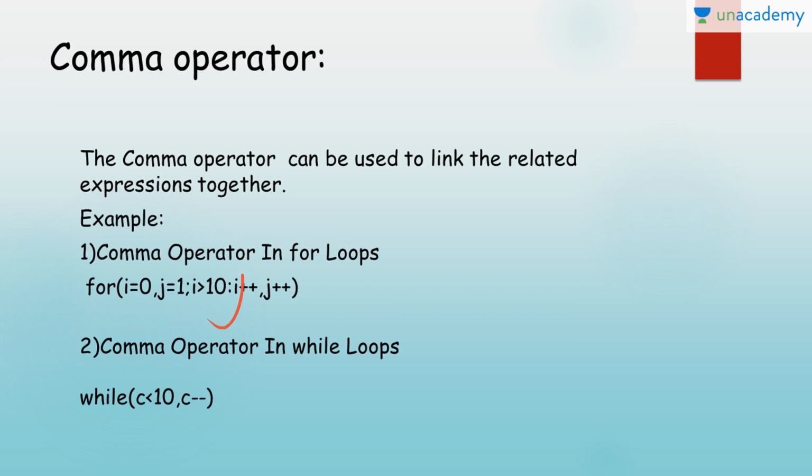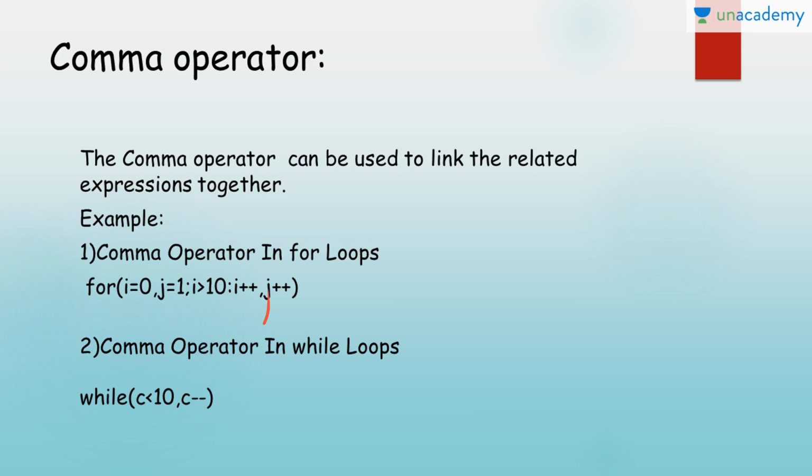This is the condition which has to be satisfied, and this is the increment part. So this is the initialization, condition, increment part. See, this is separated by comma and comma. So we want two conditions to be put in the initialization part at a time. So that time we'll be using comma. Here also we want two variables to be incremented. So at a time we are using comma here to separate these two variables which has to be incremented at a time.